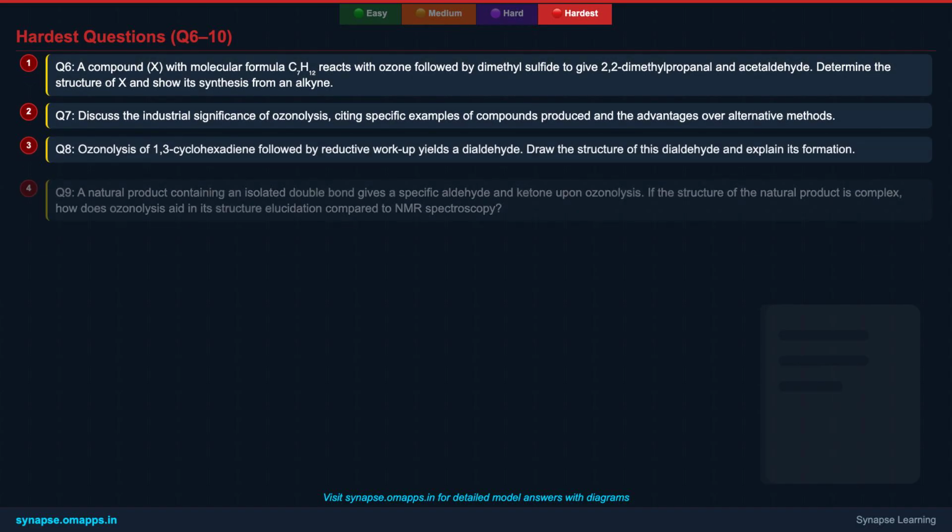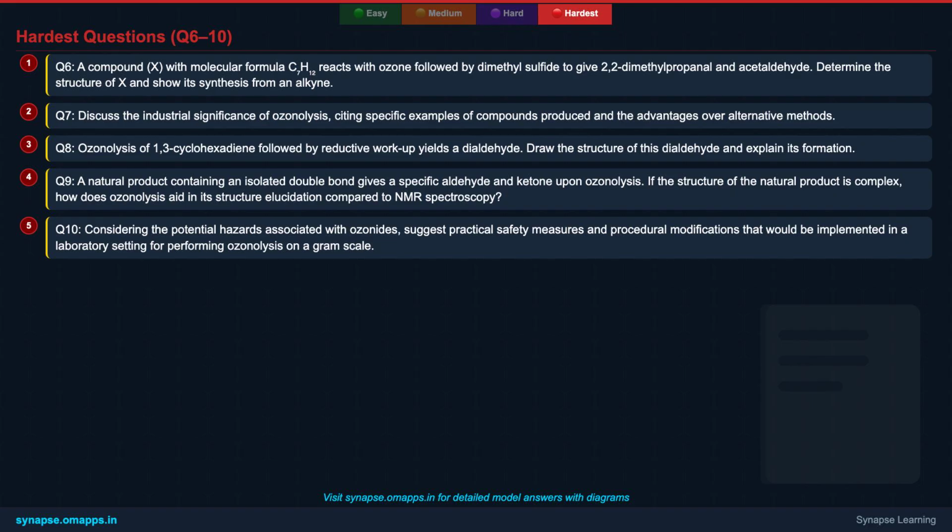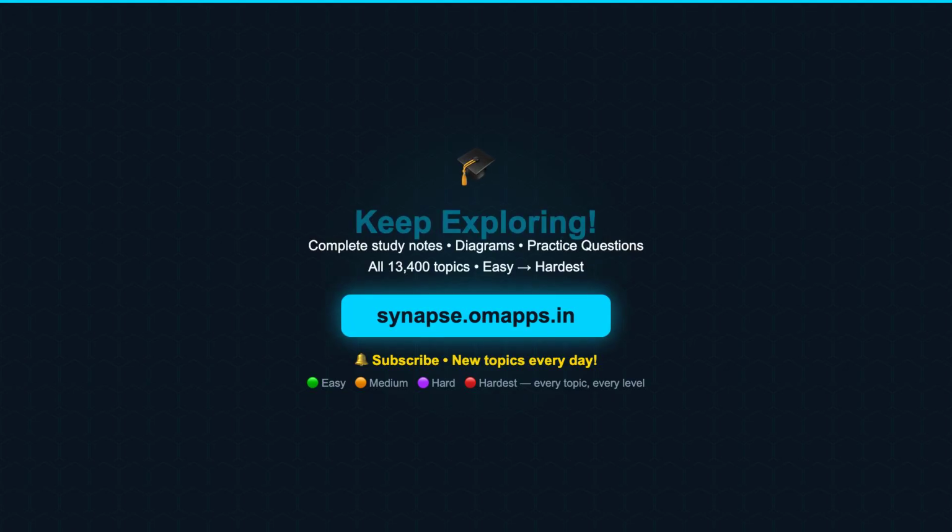Let's continue to push your boundaries with the remaining 5 questions from our hardest level. These questions are designed to simulate the intricate problem-solving required for JEE Advanced. They might involve multi-step reactions, require you to work backwards, or consider stereochemical implications. Think deeply about the nuances of the Criegee mechanism, the role of different workup conditions, and the synthetic utility of ozonolysis in a broader chemical context. You've got this.